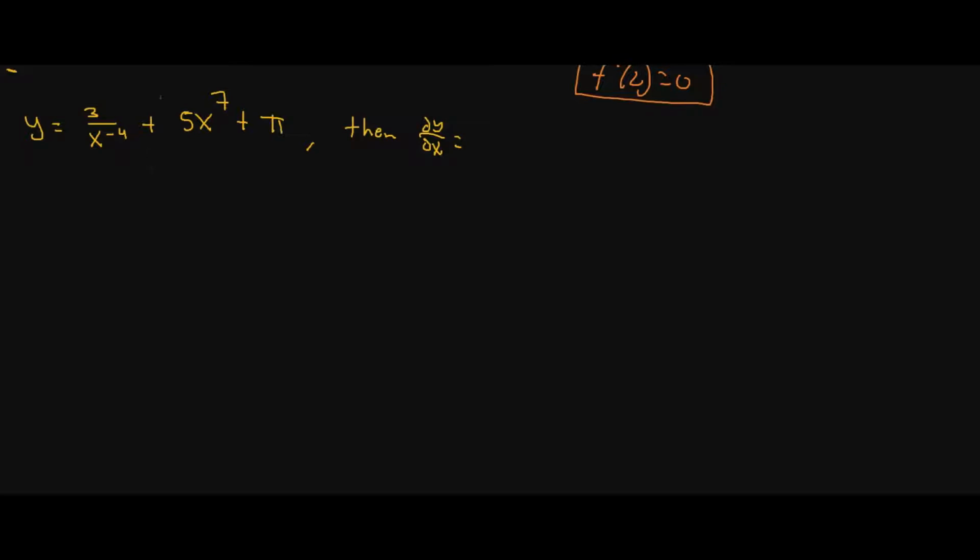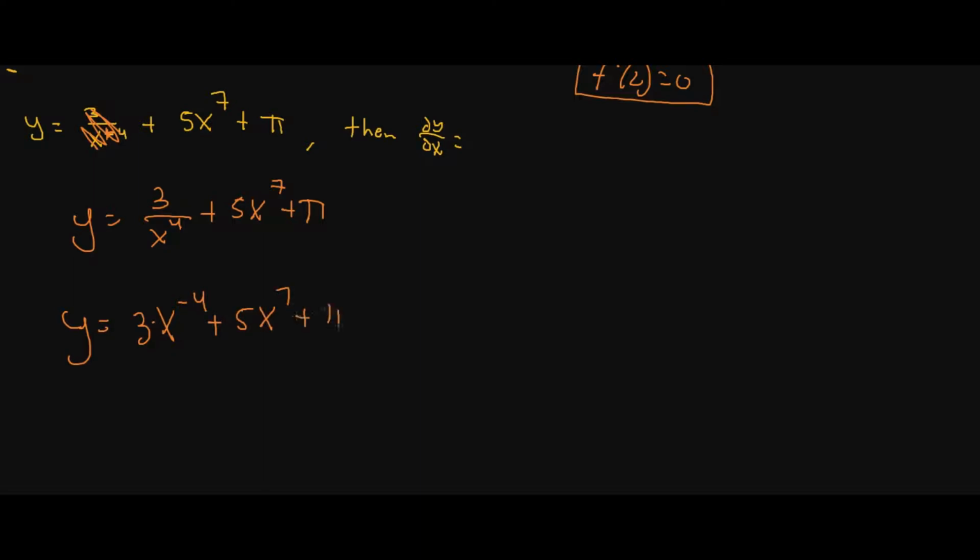Okay, right here. Do I need to rewrite anything? This should be a positive. So let me just write this. y is equal to 3 over x to the 4 plus 5x to the 7 plus pi. Do I need to rewrite anything? Well, I sure do. Because I have this in the denominator and I want to put it back in the numerator. So it's just going to be 3x to the negative 4 plus 5x to the 7 plus pi.